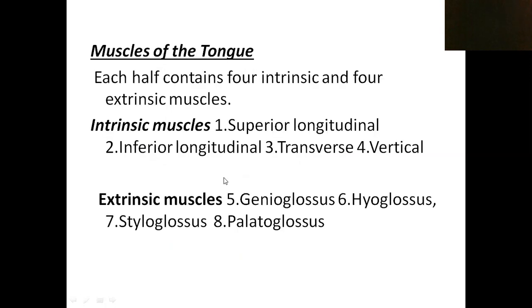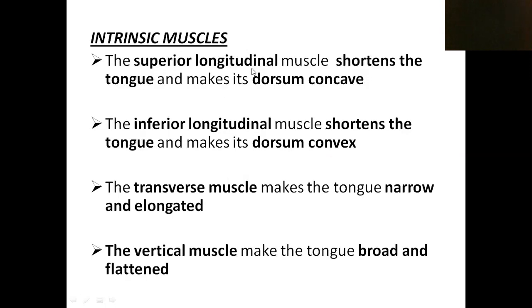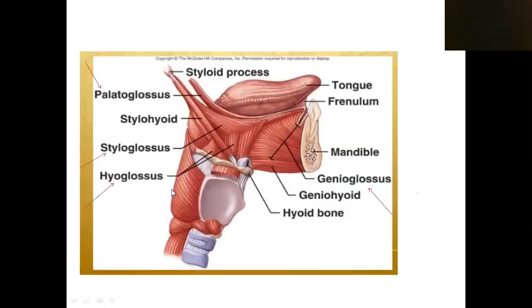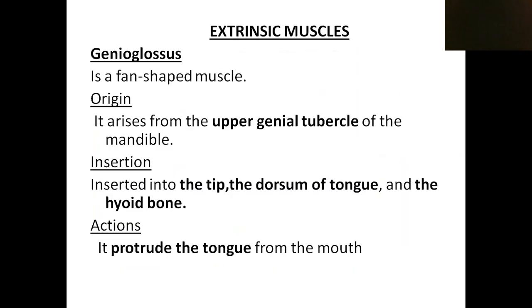So those are the intrinsic muscles. Superior longitudinal shortens the tongue and makes the dorsum concave. Inferior longitudinal shortens the tongue and makes the dorsum convex. Transverse rolls or narrows the tongue. Vertical muscle flattens the tongue. Now, the extrinsic muscles. What are the extrinsic muscles? Styloglossus, hyoglossus, palatoglossus, and genioglossus. We'll see one by one.